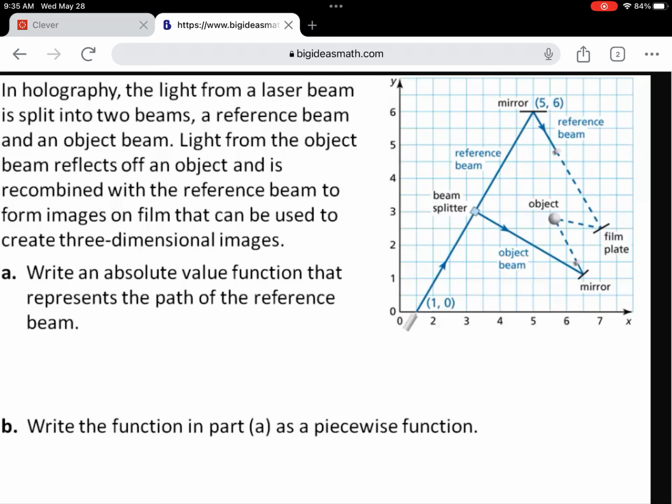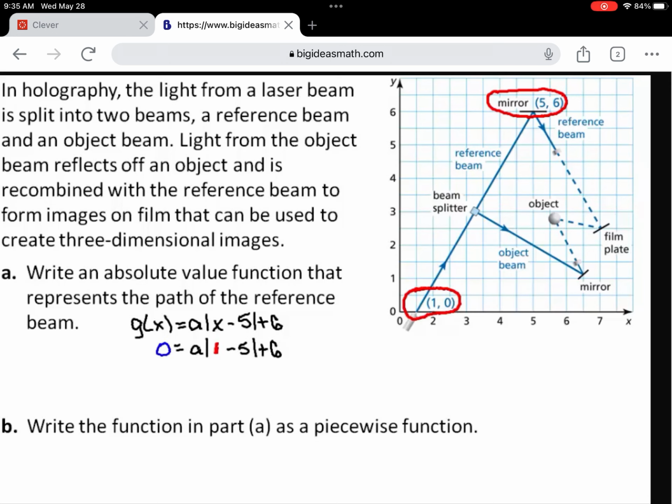Part A. Write an absolute value function that represents the path of the reference beam. The vertex of the path of the reference beam is (5, 6). So the function has the form g of x equals a times the absolute value of the quantity x minus 5, plus 6. Substitute the coordinates of the point (1, 0) into the equation and solve for a.